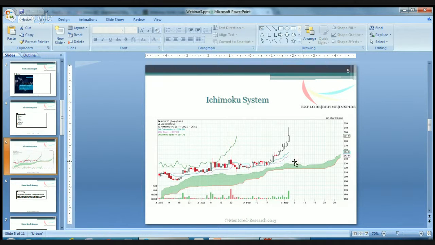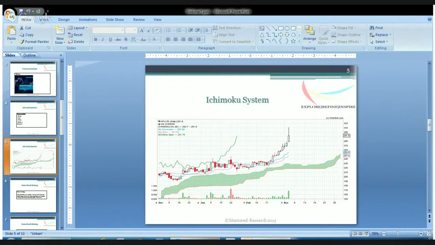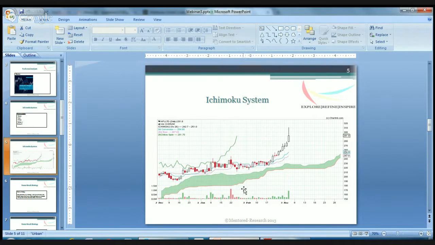Now, same thing goes for the Kijun. Let me check back, see if anybody has written anything in the chat. Okay, good. Now I'm getting indication that I can see the slides. All right.